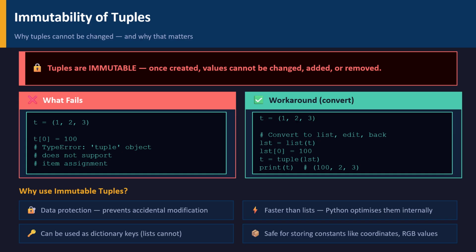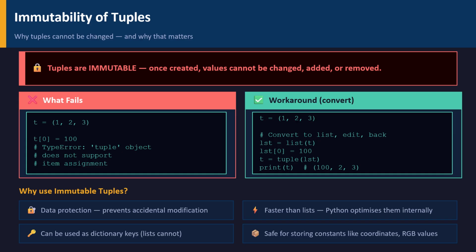Immutability of tuples. One of the most important features of a tuple is that it is immutable, which we have seen already. That means once created, the values cannot be changed, added or removed. What happens if we try to modify a tuple directly? For example, setting t of 0 to 100, Python throws a type error saying tuple object does not support item assignment. So direct modification is simply not allowed in a tuple.